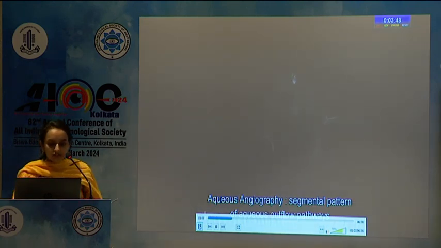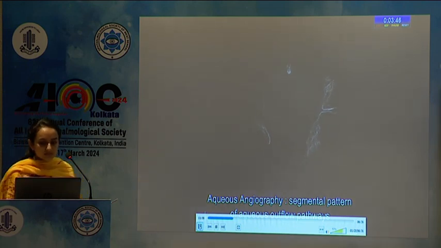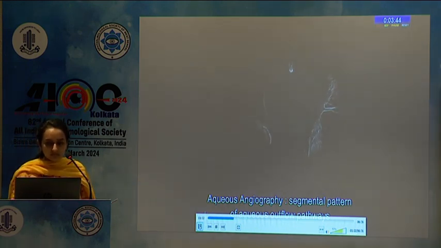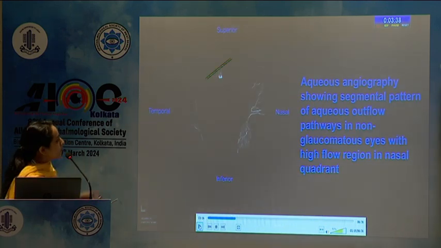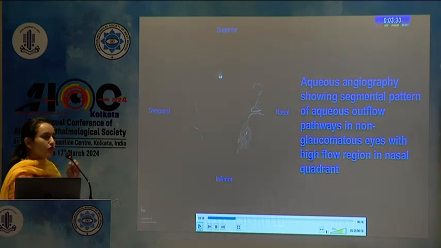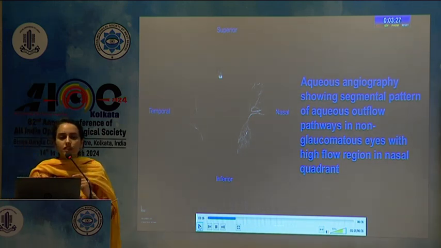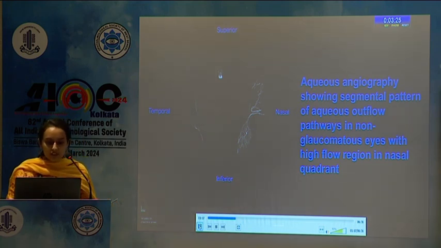Another example of aquasangiography in non-glaucomatous eyes showing a segmental pattern, that is high flow region in nasal and low flow region in temporal. So this is the most common pattern that we've seen in most of the patients. The nasal quadrant is generally the high flow region and the temporal quadrant is generally the low flow region. So in most of the patients, we've noted a segmental aqueous outflow.